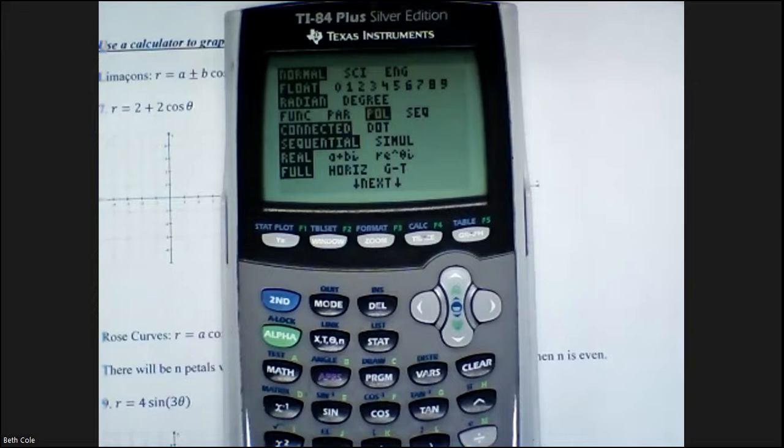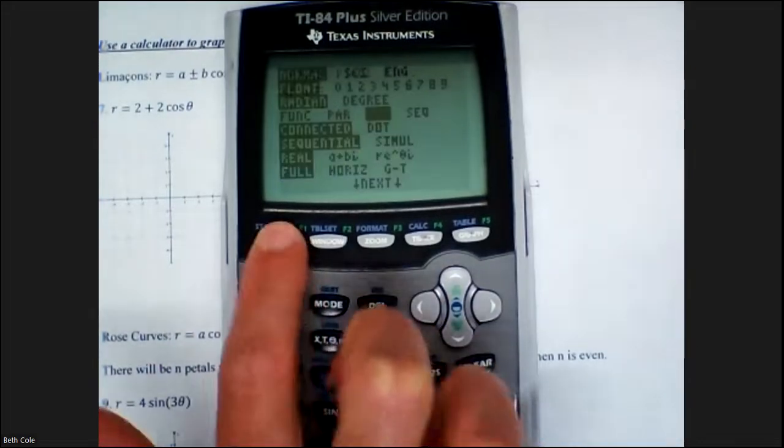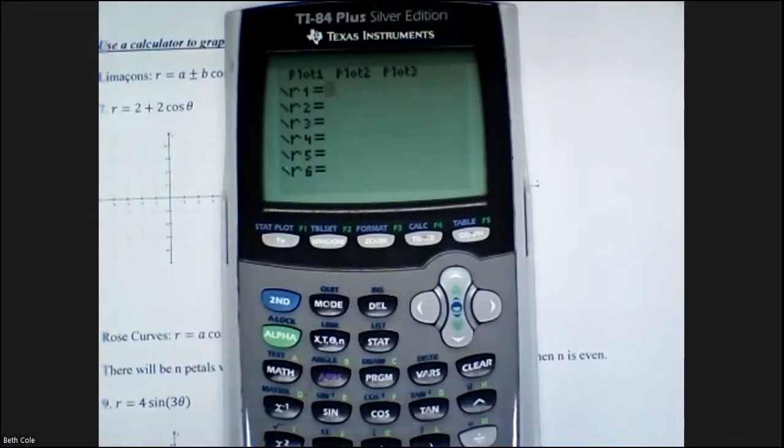Is everyone okay? Speak up if you're not, because if you can't get that changed, you're not going to be able to do anything else, okay? All right, so we're all in polar. Now you're going to hit y equals, but it's not going to say y anymore. What does it say? Ooh, r equals.